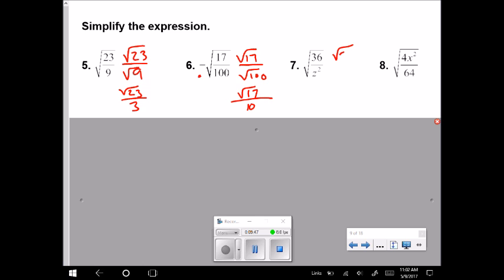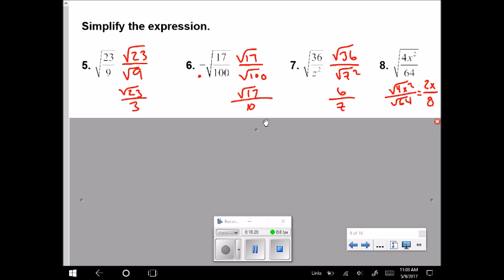Here we have the square root of 36 over the square root of z to the second. So then we would have 6 over z. And here we'd have the square root of 4x squared over the square root of 64, which gives us 2x over 8, which you could simplify if you wanted. Okay, so as you can see, with all of these, we no longer have a fraction in the radical symbol, and we no longer have the square root in the denominator.